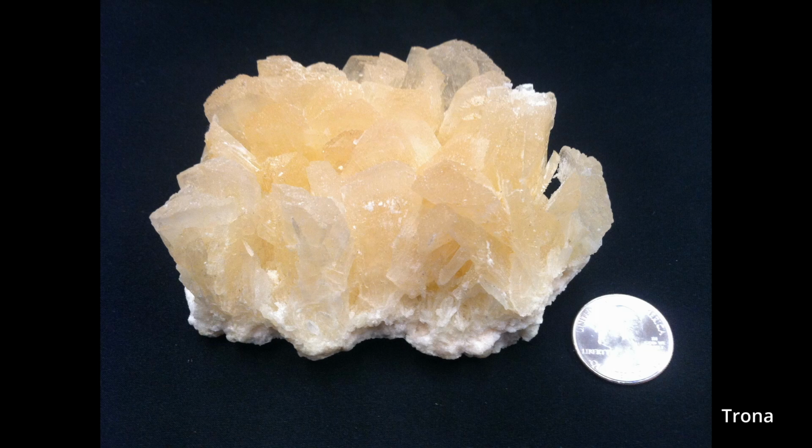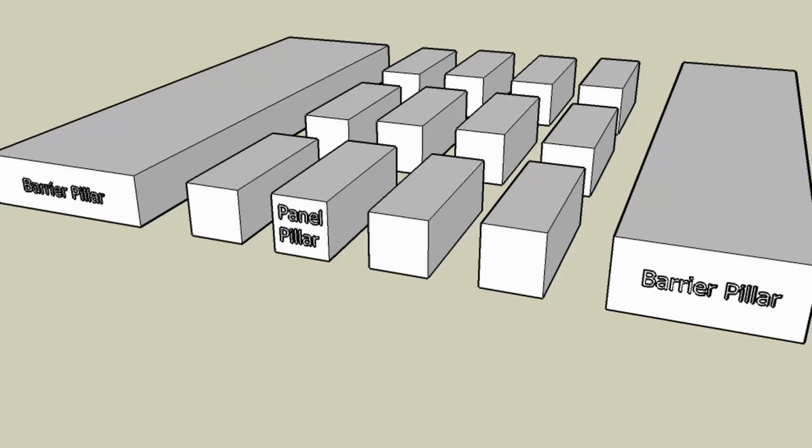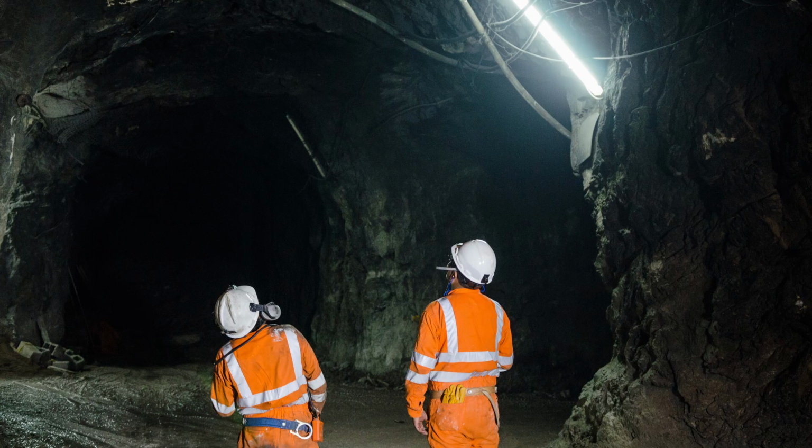A more environmentally friendly alternative to synthetic soda ash is natural soda ash, which is extracted either from the mineral trona or from sodium carbonate-bearing brines. Trona is most often mined through an underground room and pillar system, where a checkerboard pattern of rooms are carved out, leaving regularly spaced pillars to support the overlying rock.